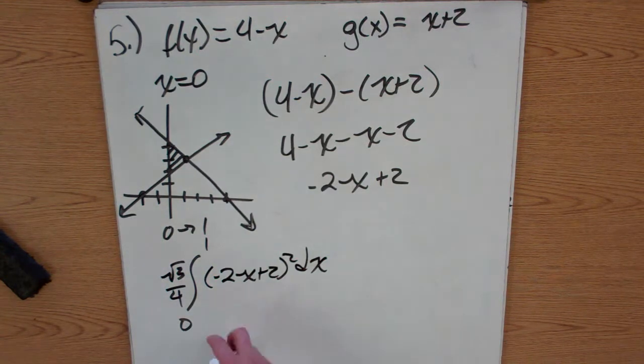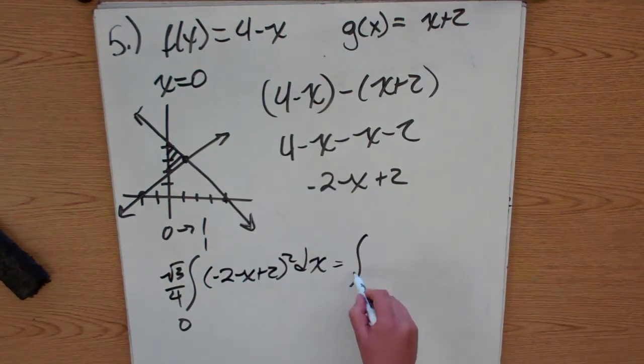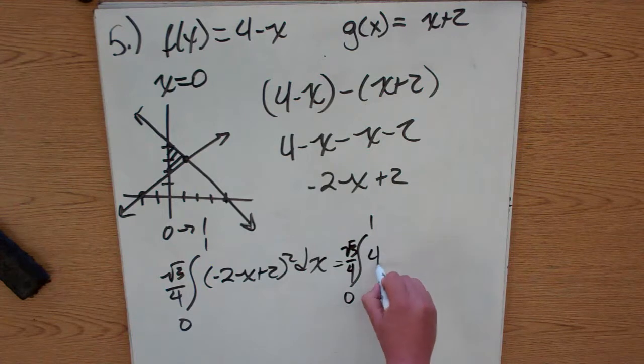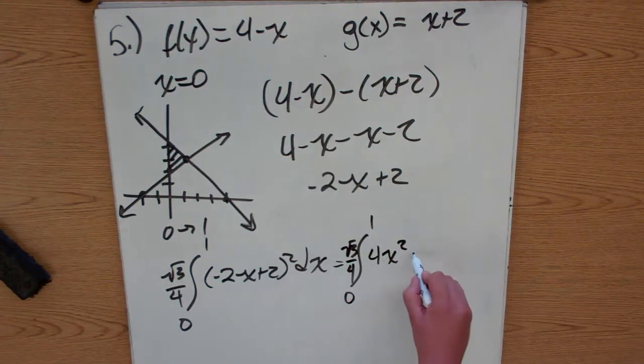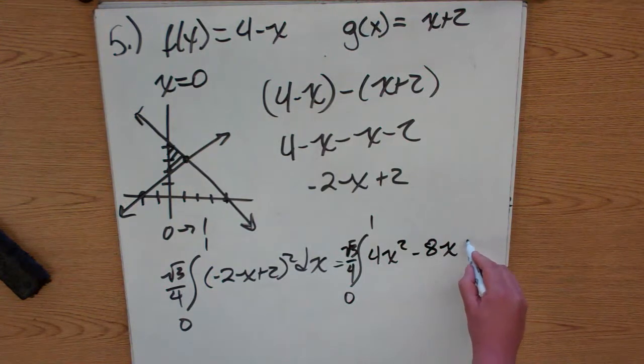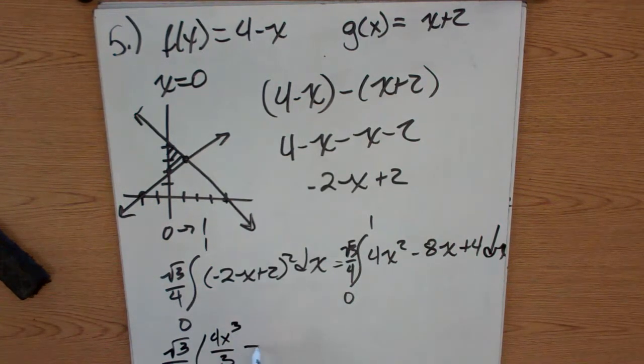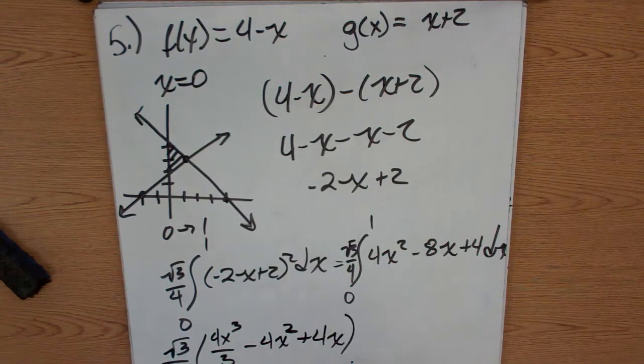Alright, so now you just got to take the antiderivative. Well, square it first, I'm sorry. So square root of 3 over 4, 0 to 1. Square this, what is that, 4x squared minus 8x plus 4 dx. Alright. So, antiderivative, it's going to be multiplied by the square root of 3 over 4. This is going to be 4x cubed over 3 minus 8x squared over 2, or just 4x squared, and then plus 4x, evaluated from 0 to 1.